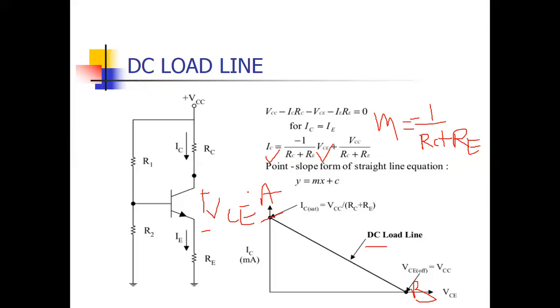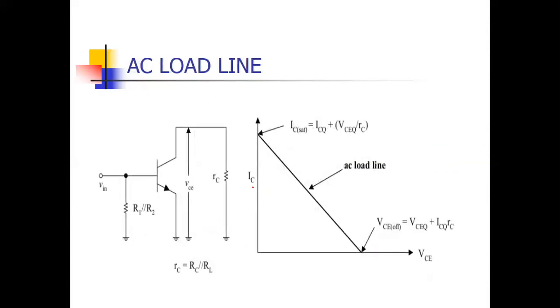Okay, that is the concept of DC load line when only DC is applied. Now the concept of AC load line. This was your AC equivalent circuit. Now the AC signal is there. So consider the difference between these two end points.